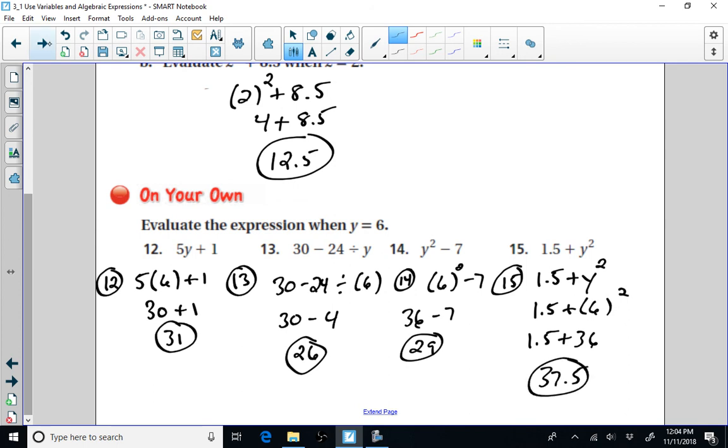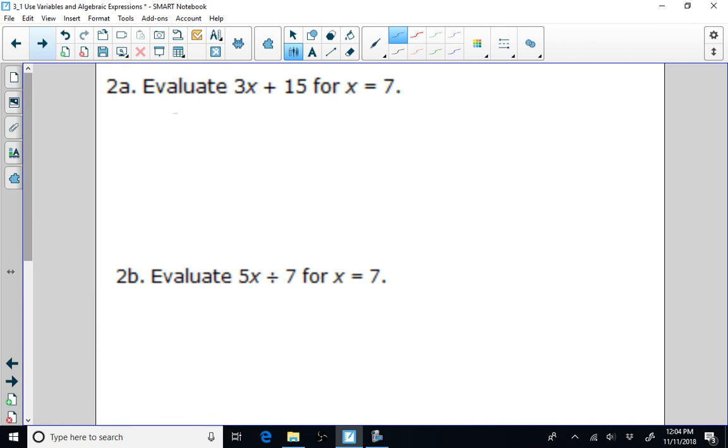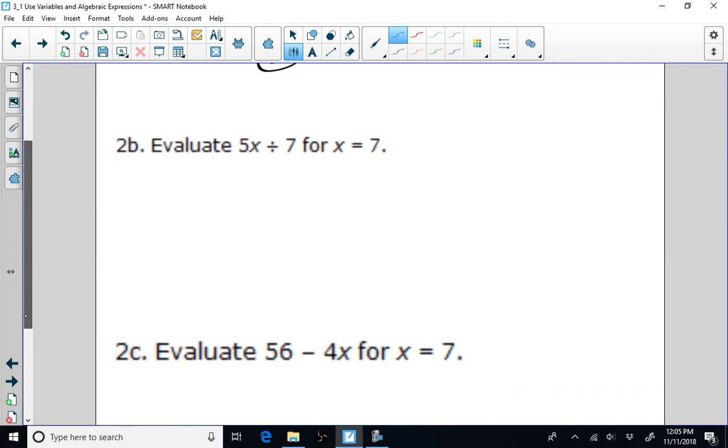Right? Now let's try some harder problems. This is going to be 3 times a number x plus 15. That's the expression. I want to evaluate that expression for x is equal to 7. So this becomes 3 times 7 plus 15. 3 times 7 is 21 plus 15. It's going to be 36. Circle or box those answers.